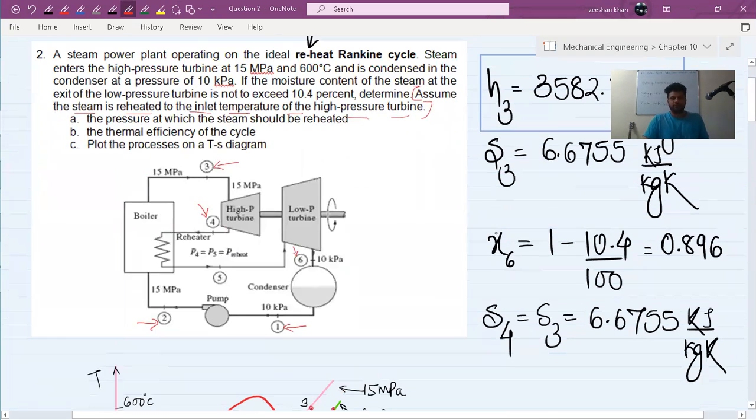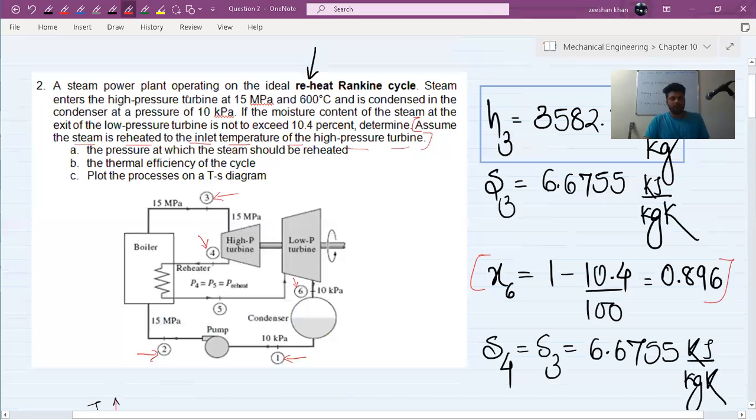And there is this thing about x6 that we need to pay attention to. They have mentioned that the amount of moisture should not exceed 10.4%.